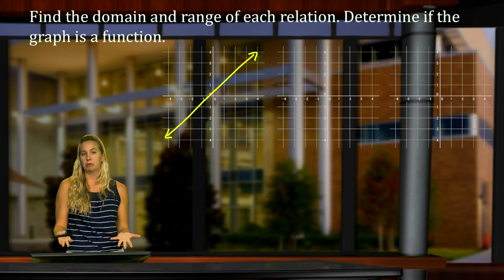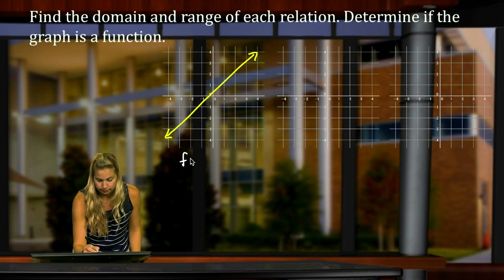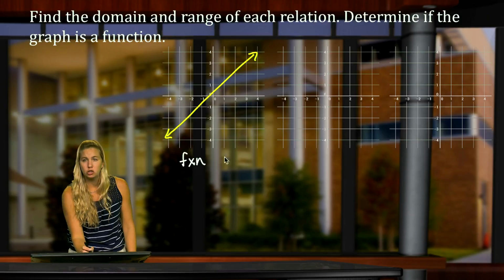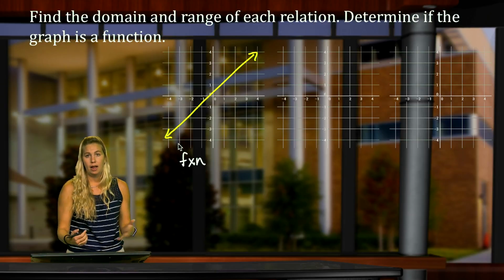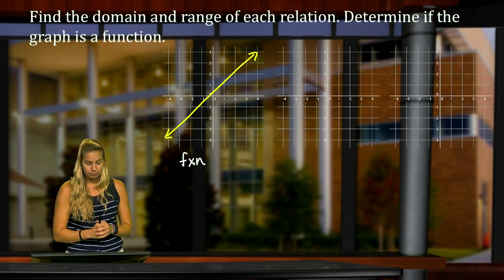The last part, determining if it's a function, we use the vertical line test, and this clearly passes the vertical line test, so this is a function. And guys, this is my shorthand. If you haven't seen it yet, FXN is just quick note taking for function.